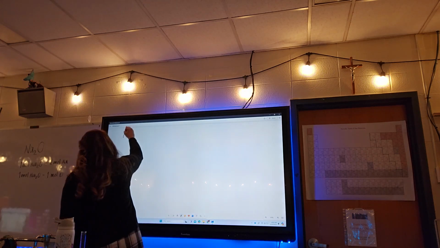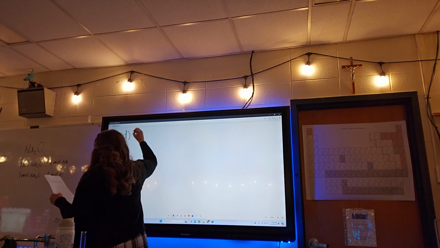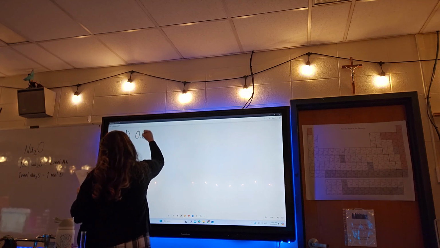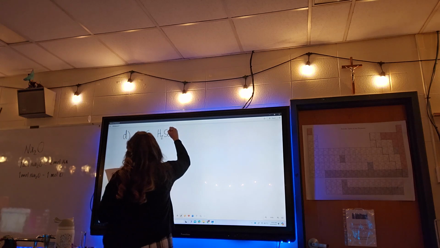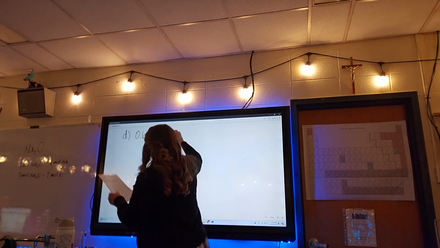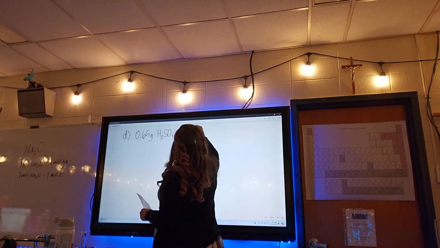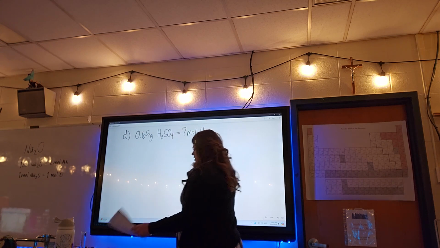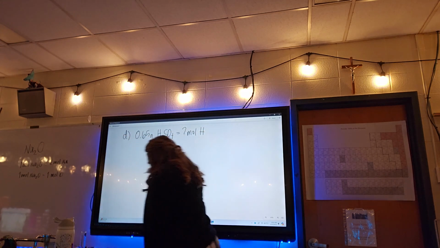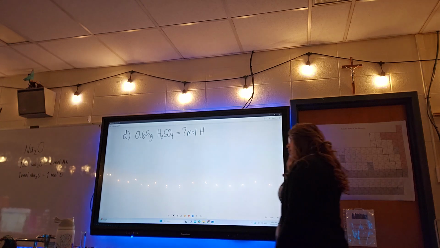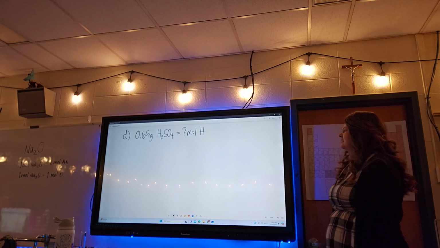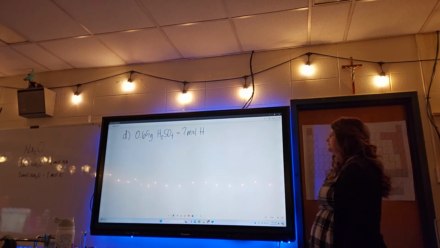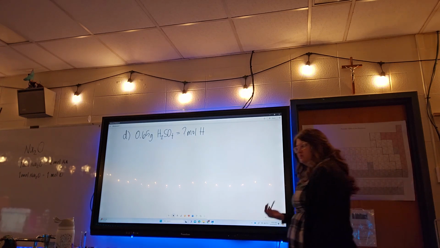All right, D is a multi-step one, so you're not going to be able to get away with just one bracket. So we're starting with grams of H2SO4, and now we need to figure out the number of moles of just hydrogen. Why just hydrogen? Because that's what my problem asks. Because that's what I want you to give me. Okay, so let's just get started.